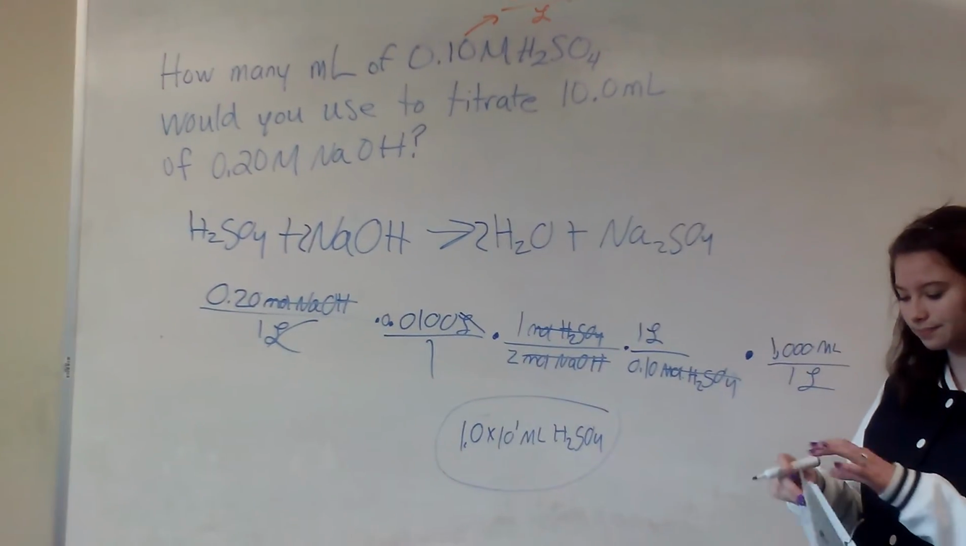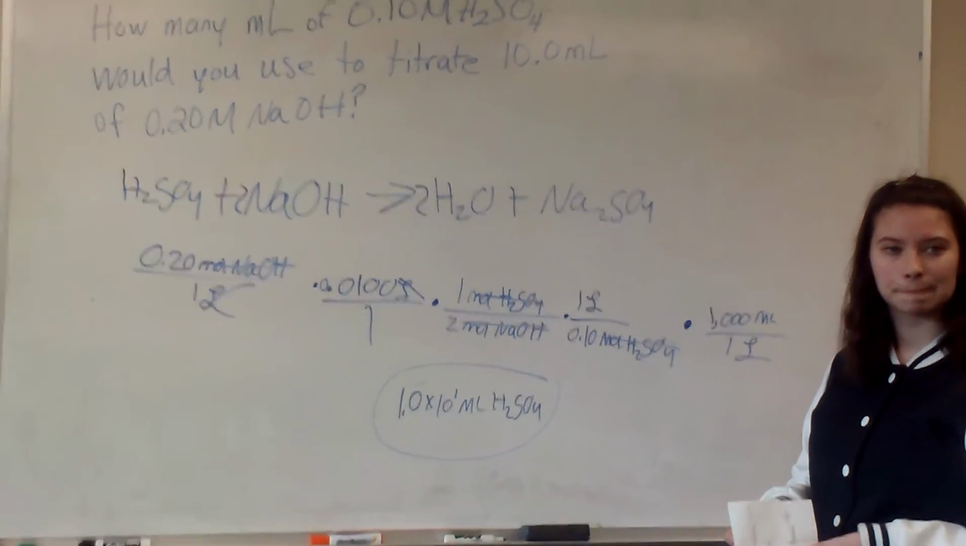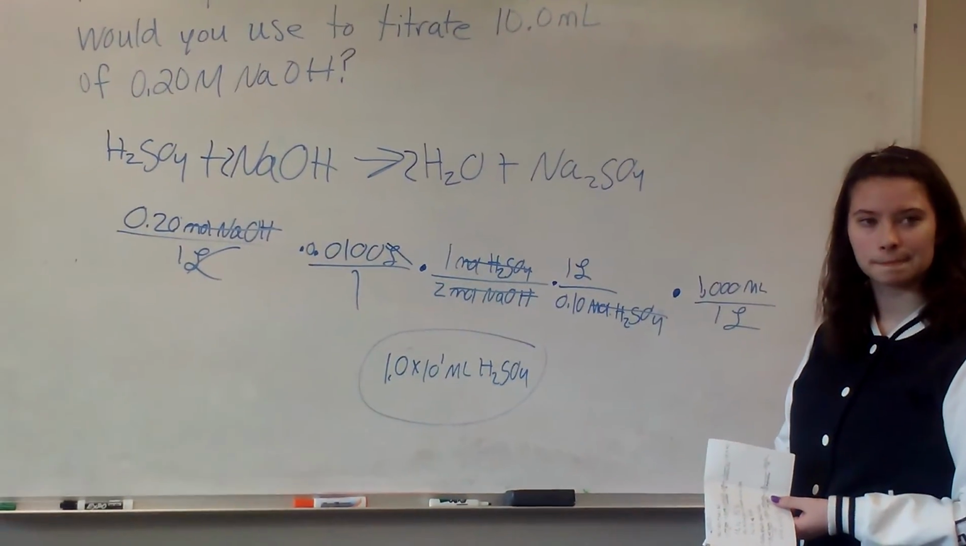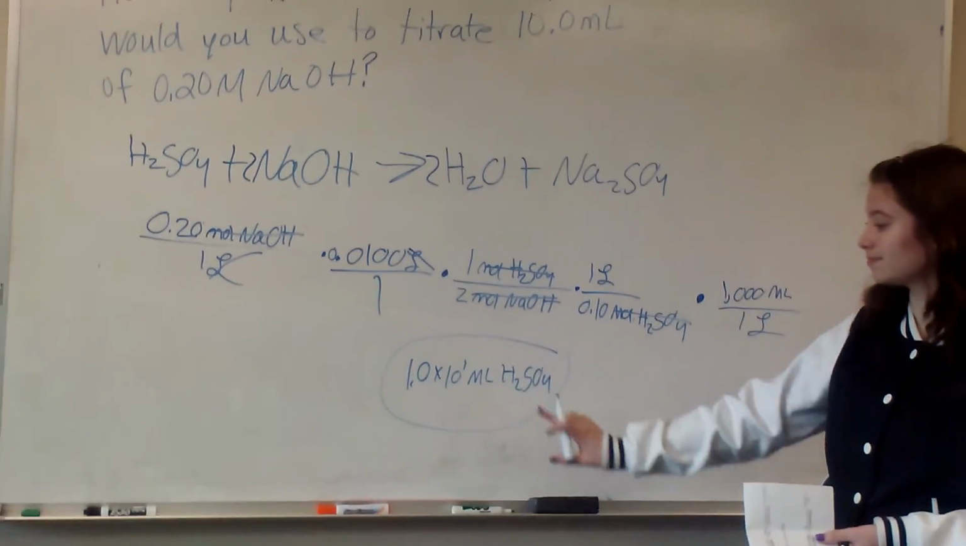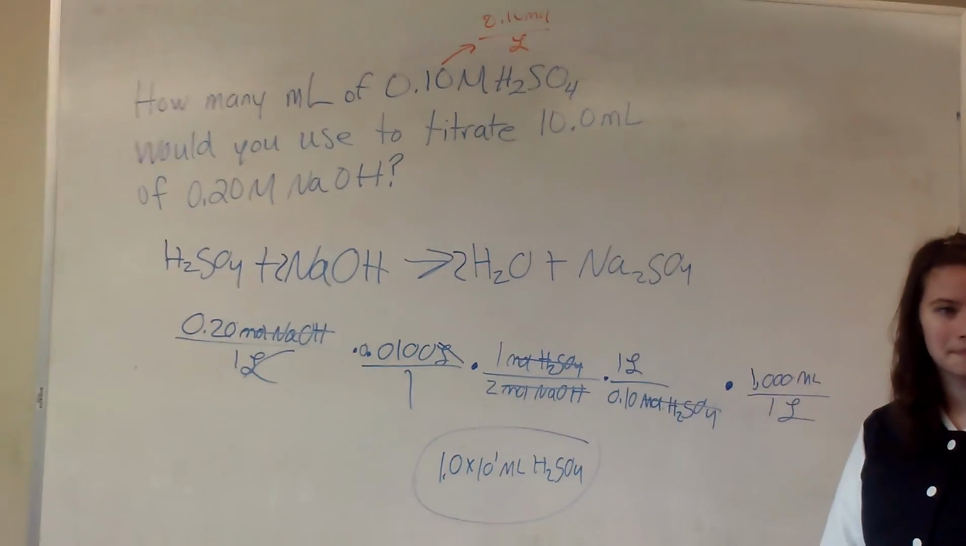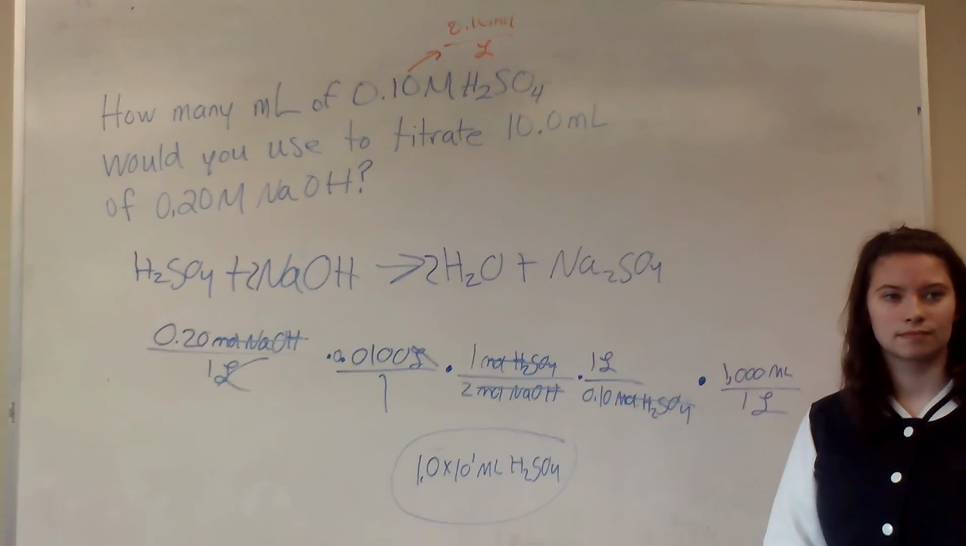Okay, and what does that actually mean? Well, you're doing a titration. What it actually means is you're going to take 10 milliliters of the base, put it in your beaker or flask, and then drip acid in until you reach the end point of the titration, and you should use about 10 milliliters of the acid before you get to the end point. And you'll see that in the lab next week.